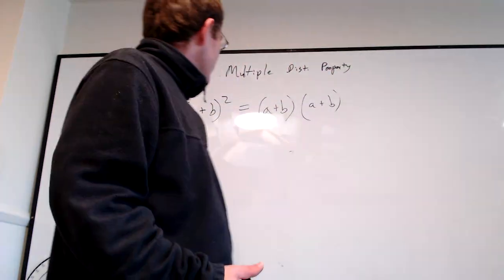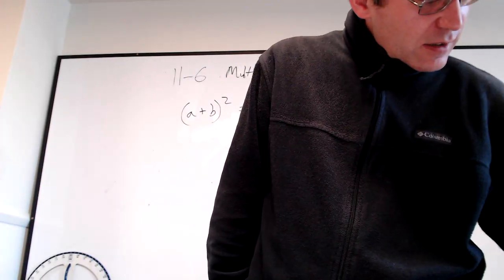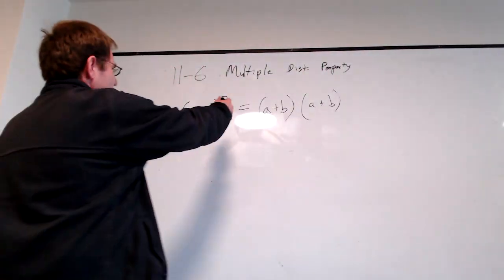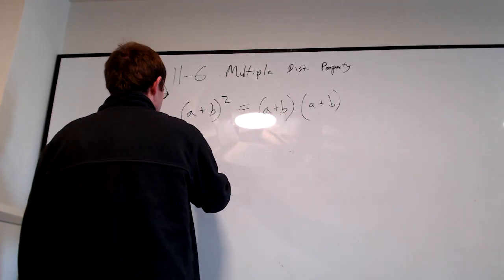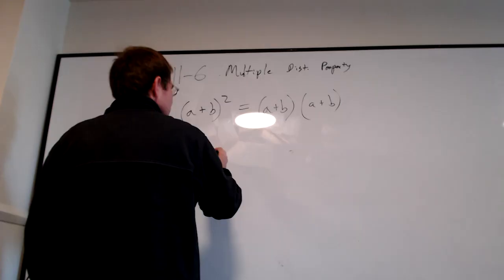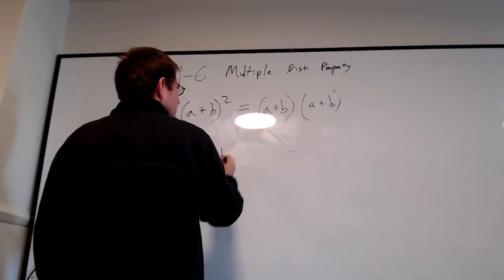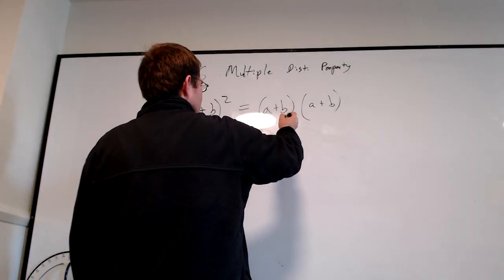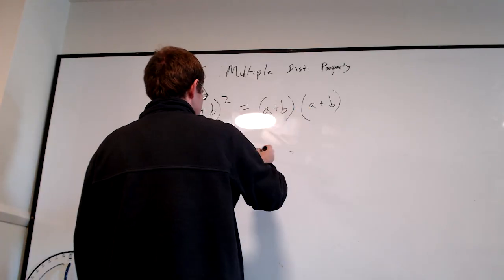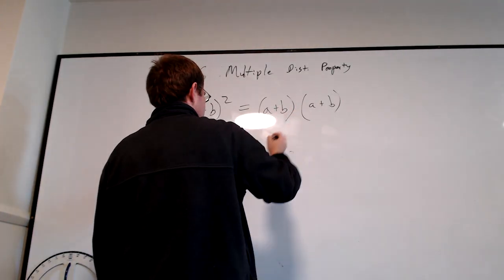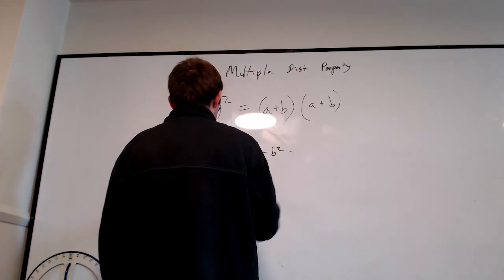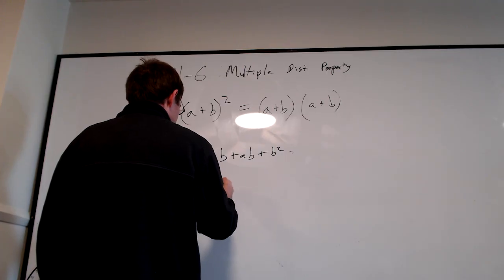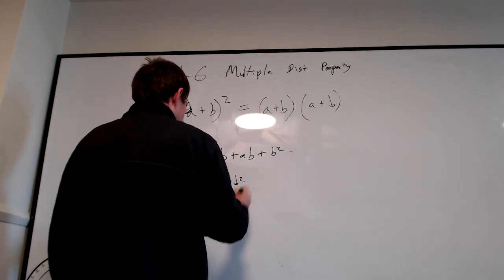So let's think about, okay, let's see what this actually equals. This would be a squared plus b squared, ab, plus ab again. I'll keep them in the same order just to make it clear. So that's this times this, right? Plus b squared. So that's the same as a squared plus 2ab plus b squared.